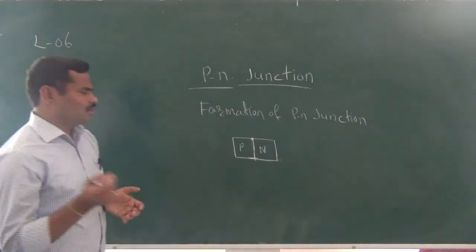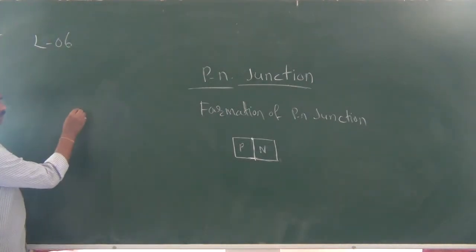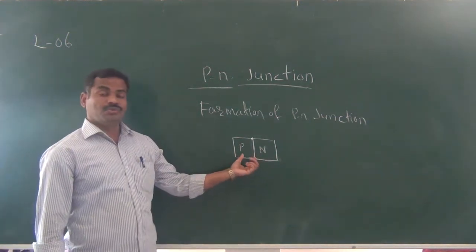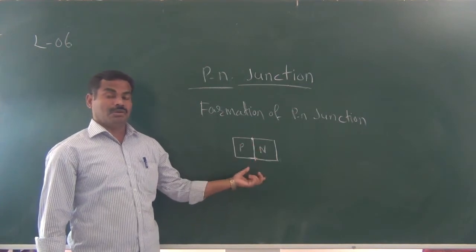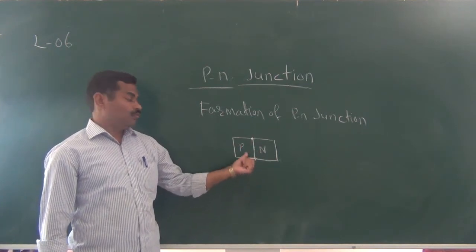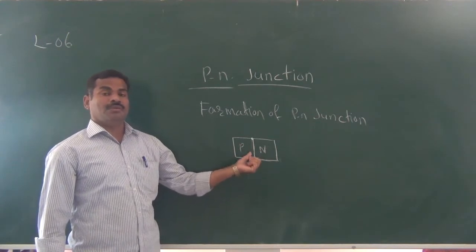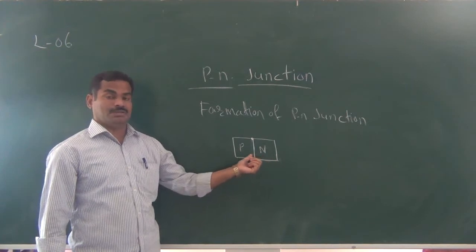And look here, the important thing, yesterday we discussed already: what happens if you join the p-type and n-type semiconductor? What is the effect? What is the important property? What is the main function of joining the p-type and n-type semiconductor? What is the most important thing? What is the main advantage if you join the p-type and n-type semiconductor?